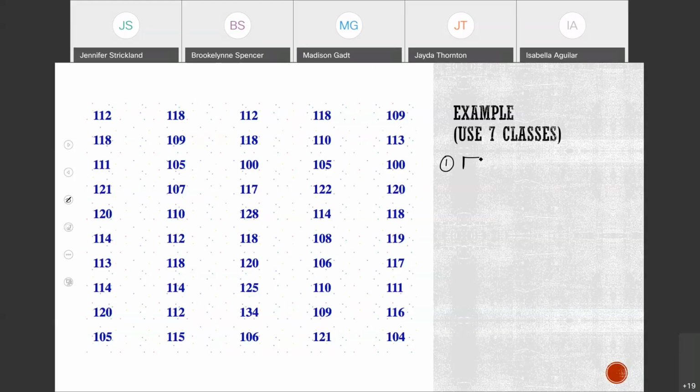The first thing that I need to do, I'm trying to make some notes as I go, is to find what is called the range. The range is pretty much what it sounds like. It's the highest number to the lowest number, so we're going to subtract those two. Range is the highest minus the lowest.